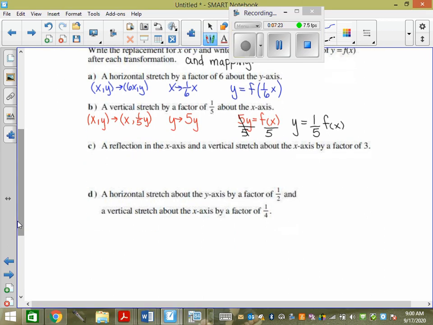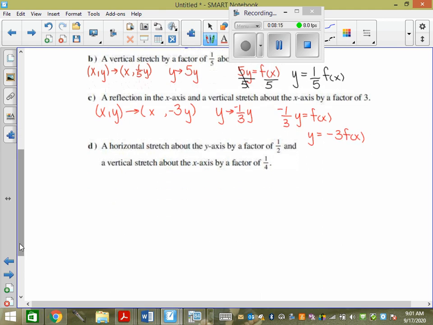A reflection in the x-axis. If it's a reflection in the x-axis, it actually affects what? The y. So I'm going to have (x, y) becomes (x, -y). And then we have a vertical stretch by a factor of 3. So I'm going to get a 3y, negative 3y. My replacement, y is going to be replaced with -1/3 y. And then I get -1/3 y equals f of x. So y would actually equal -3 f of x, because I would multiply by -3 to get it over. Right?